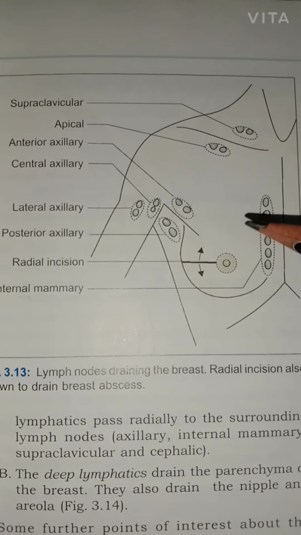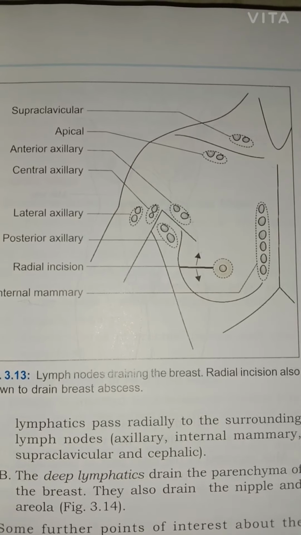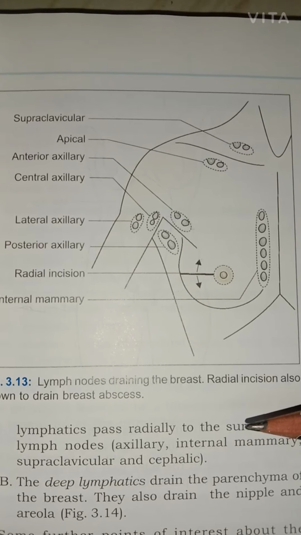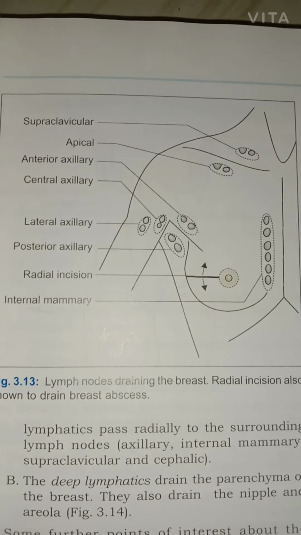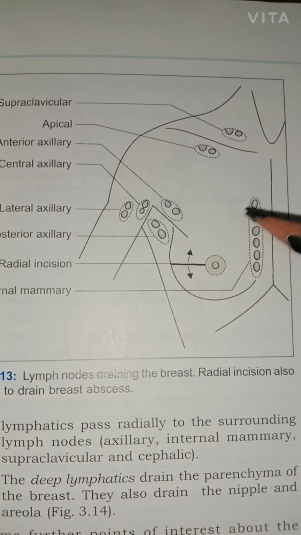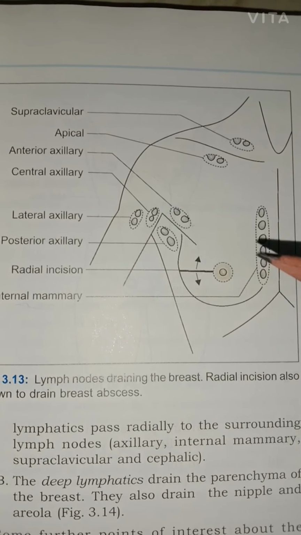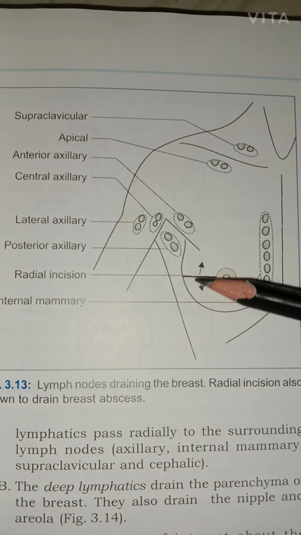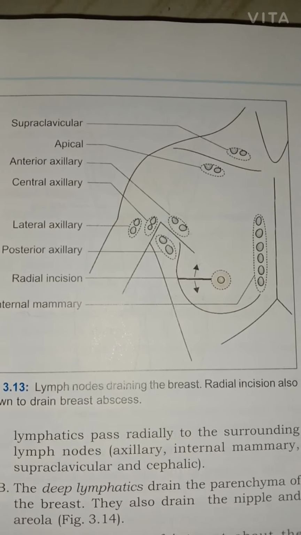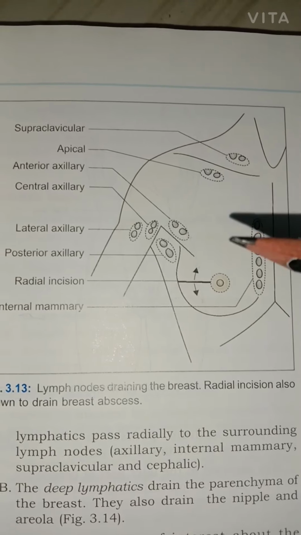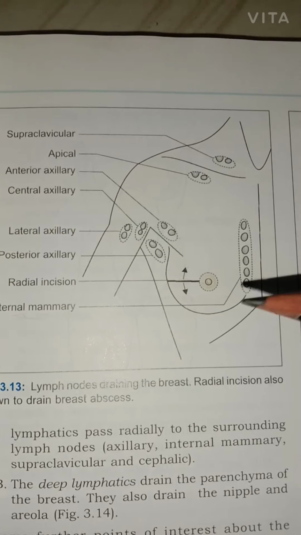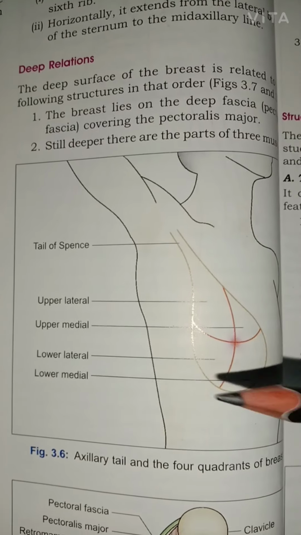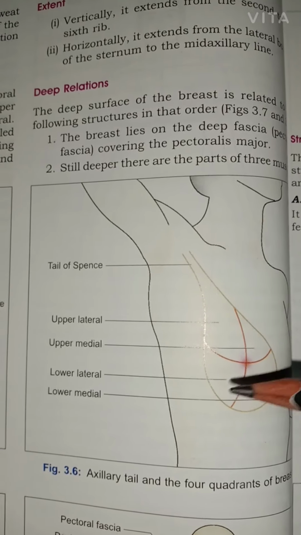Second, whenever cancer occurs, the breast is removed. That is called radical mastectomy. Mastectomy means removal of the breast. Third, whenever an incision of the breast is taken, it should be taken in a radial manner, in order to avoid the lactiferous ducts and the lactiferous lobules present in the breast.